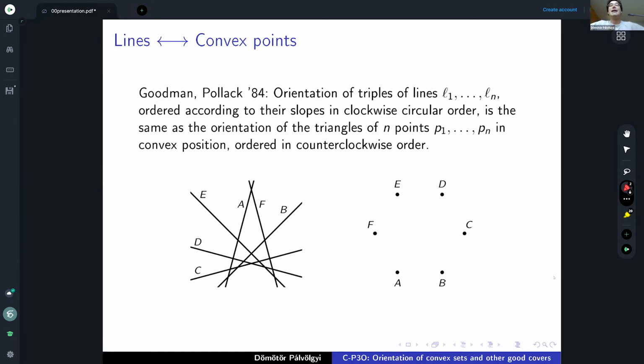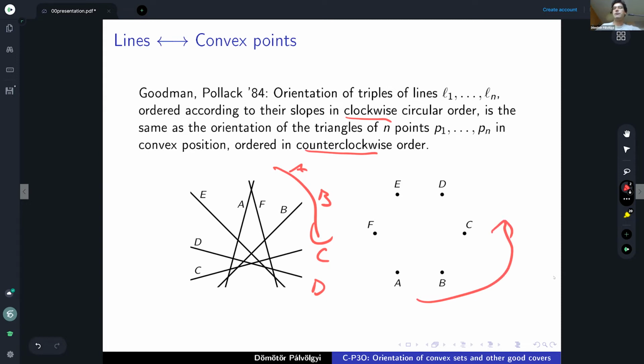And in fact, for lines, this notion has been studied by Goodman and Pollack, 38 years ago. They proved that if you look at this orientation of triples of lines, then if the lines are ordered according to their slopes in clockwise circular order, so if you look like here, you have A, B, C, D, according to slopes, then this order type will be the same as the orientation of some points that are ordered in counterclockwise. Okay, so here you have clockwise for the lines. For the points, you will have counterclockwise.